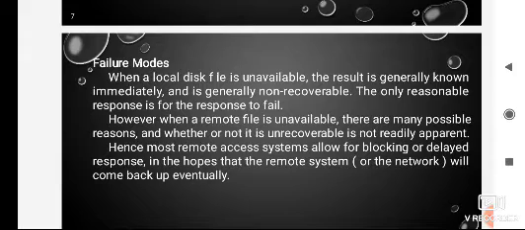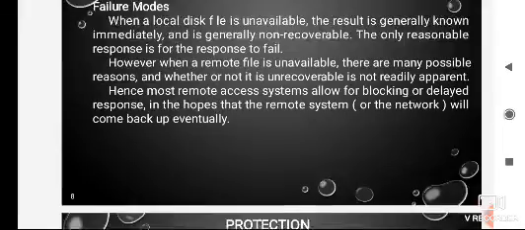Failure modes. When a local disk file is unavailable, the result is generally known immediately and is generally not recoverable. The only reasonable response is for the request to fail. However, when a remote file is unavailable, there are many possible reasons, and whether or not it is unrecoverable is not readily apparent. Hence, most remote access files allow for blocking or delayed response, in the hope that the remote system will come back up eventually.